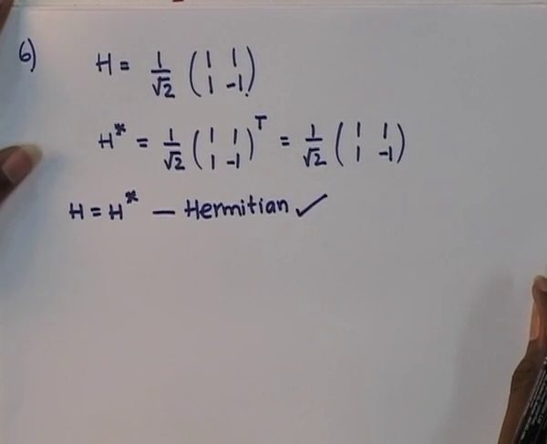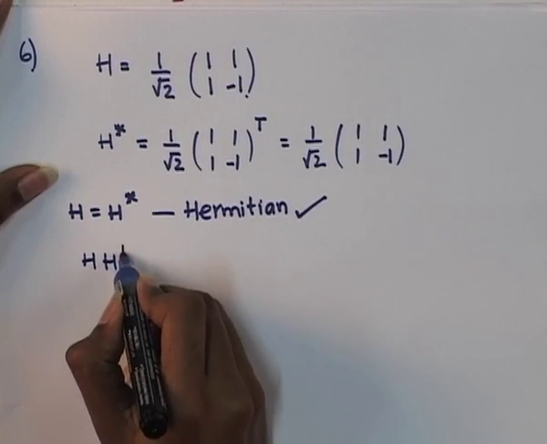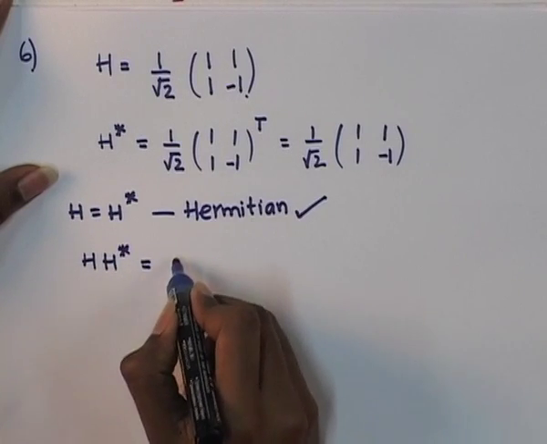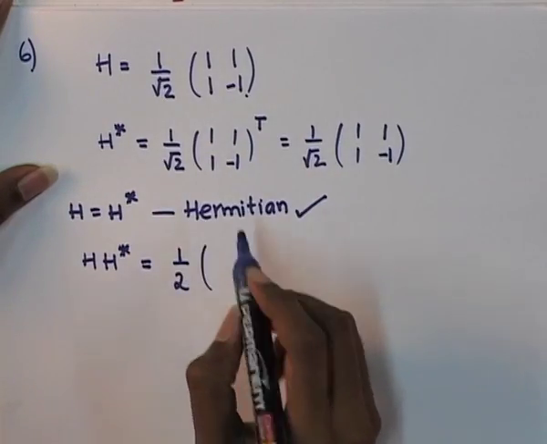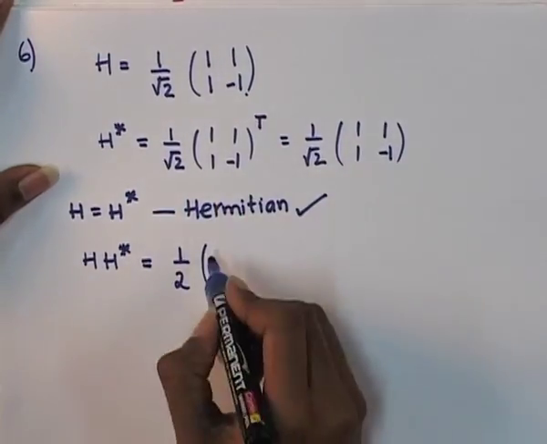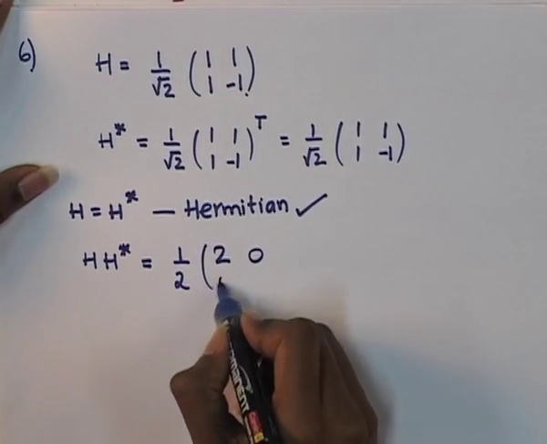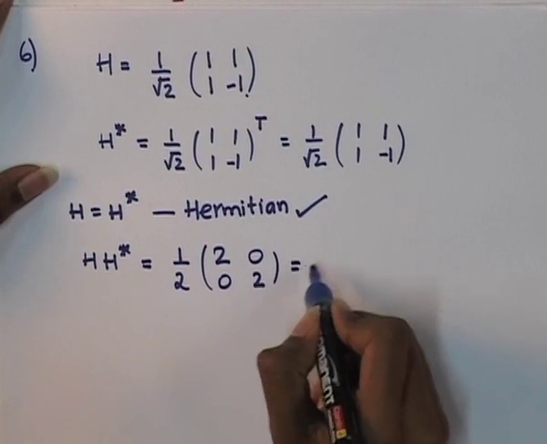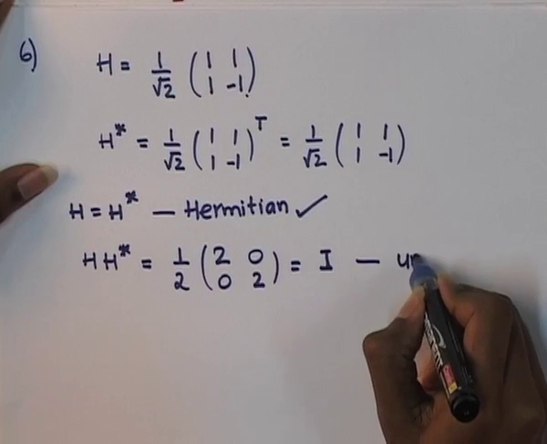And to verify whether it is unitary or not, let us multiply H with H star. That is, first multiply the scalars, we obtain 1 by 2, and multiplying first row with the first column, we obtain 2, and the first row with the second column, we get 0, and 0 and 2. We obtain identity matrix. So H is also unitary.